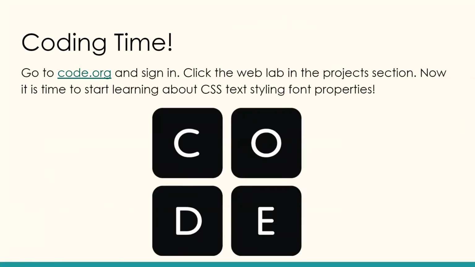So now we are going to be doing some coding. Go to code.org and sign in. Click on the web lab in the project section. Now it is time to start coding, or learning about CSS text styling font properties. I'm doing this on the same project I used in part 1. That's why I've been continuously saying, go check out part 1, because this is the same document. And I've already typed in all of the font properties because there are a good amount. So I'm just going to be going over them. And then, yeah, it's time to start coding. So I'm just going to go to code.org and let's get started.